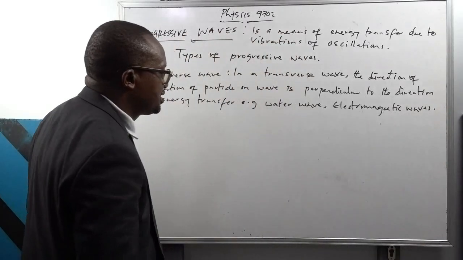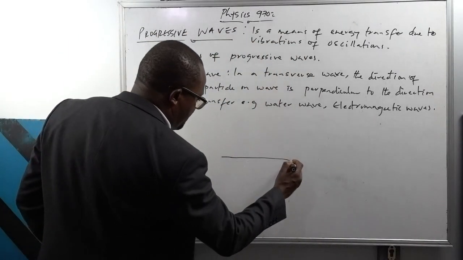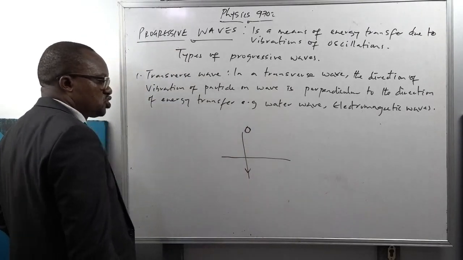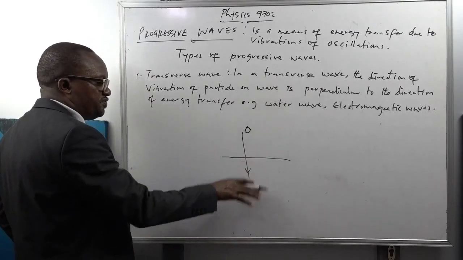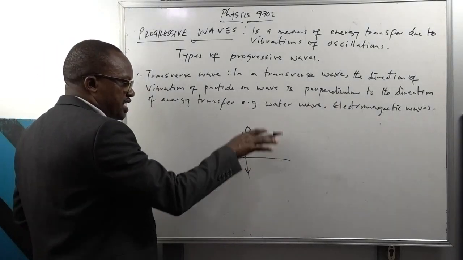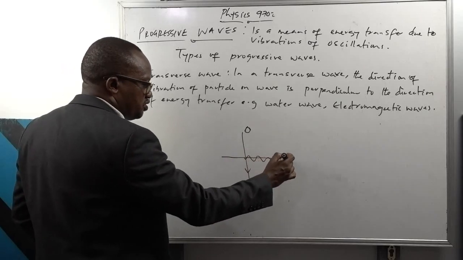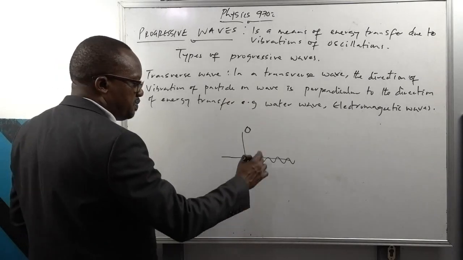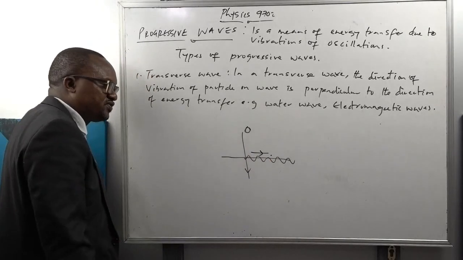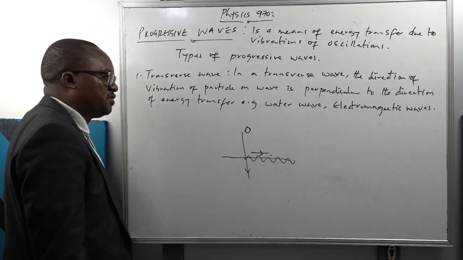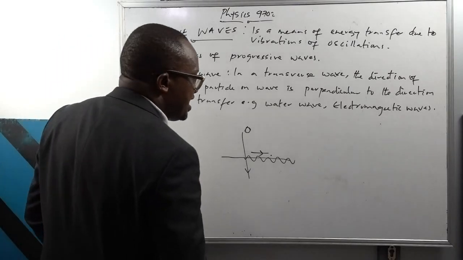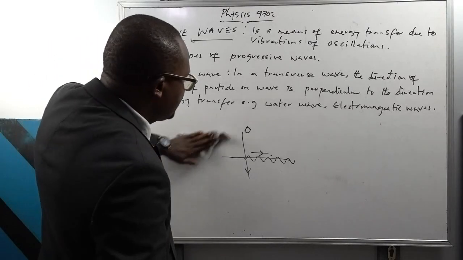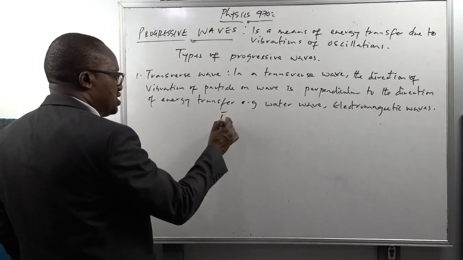Starting with the case of water waves, let me give you an illustration. Let us say we have a water body here. I throw a stone vertically into the water. The stone vertically into the water sets up vertical vibrations. As a result of that vertical vibrations, the water ripple spreads out horizontally. Therefore, the direction of the vibration is perpendicular to the direction of energy transfer. So water wave is an example of transverse wave. Another example of transverse wave, they are electromagnetic waves. What are electromagnetic waves? So we go to that.